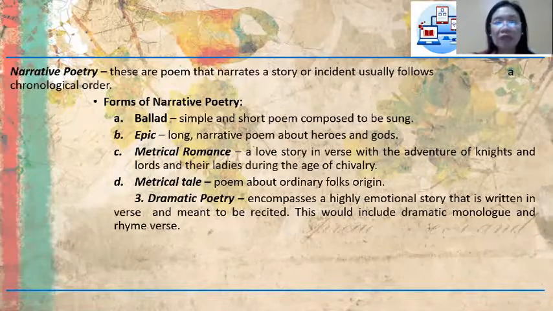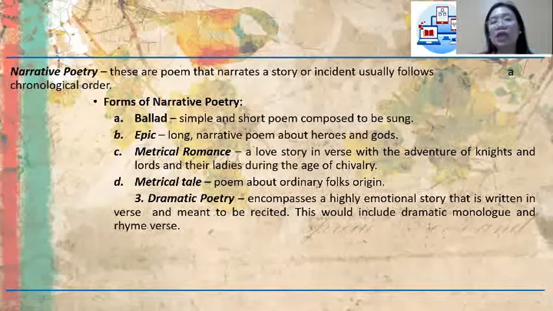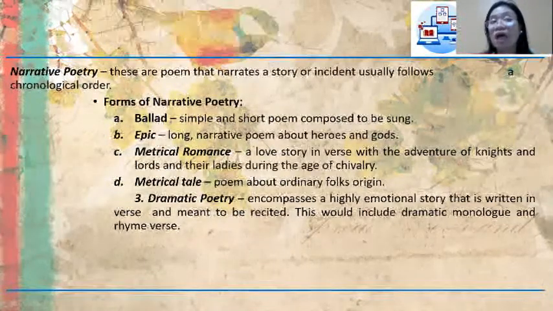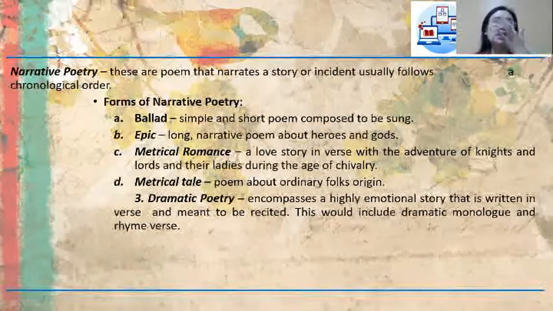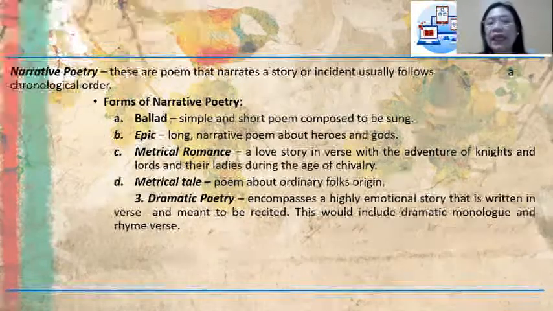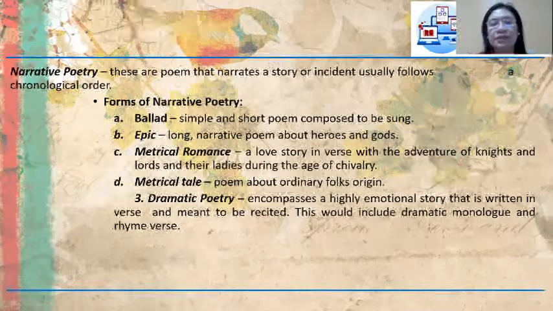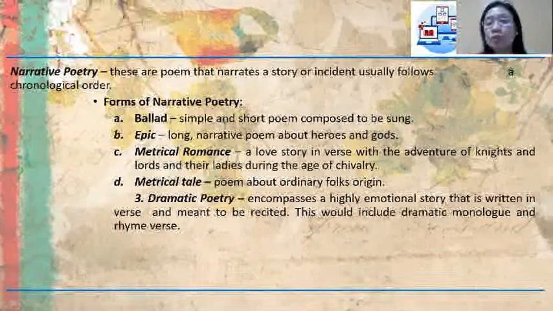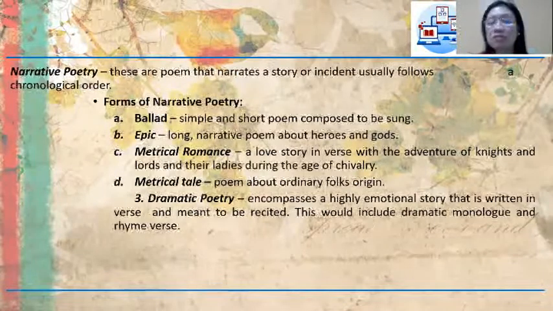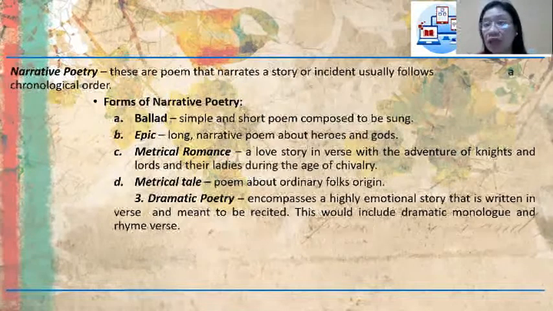Okay, so what are the forms of narrative poetry? Now in here, we narrate a story or incident which follows a chronological order. So when you say chronological order, it follows the correct sequencing of events from first to last. So we have ballad. It is a simple and short poem composed to be sung. We have epic. It is a long narrative poem about heroes and gods.